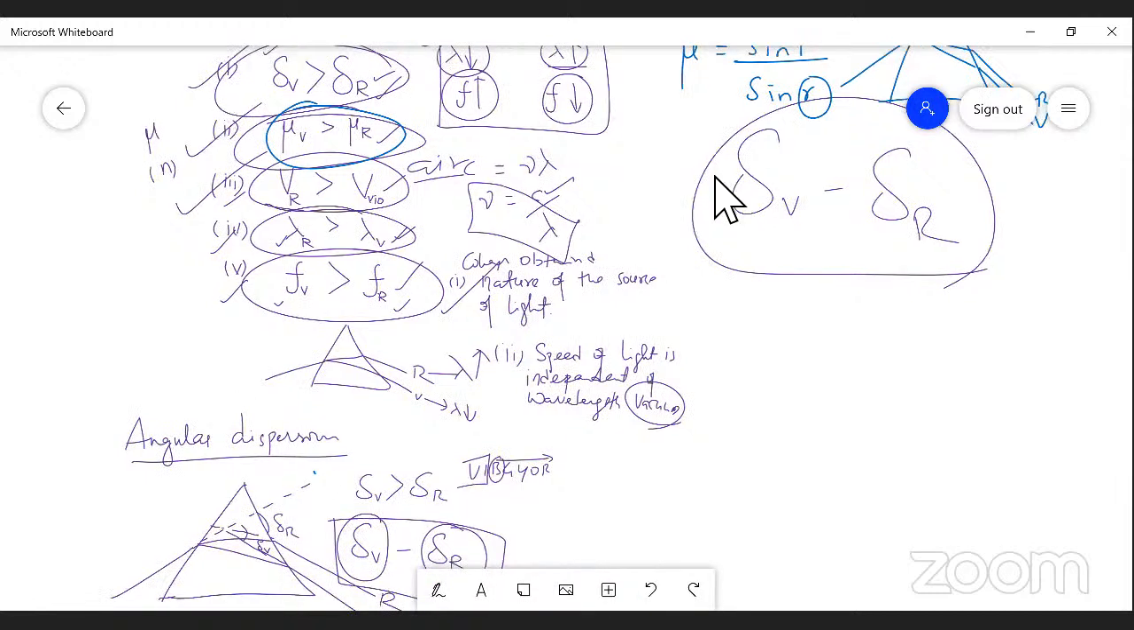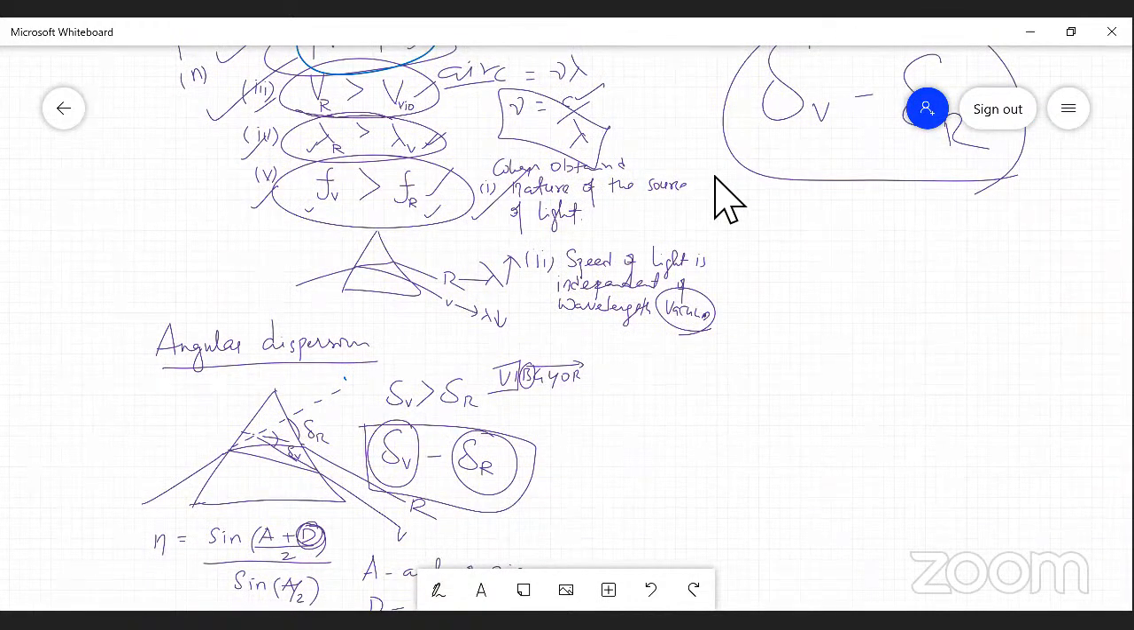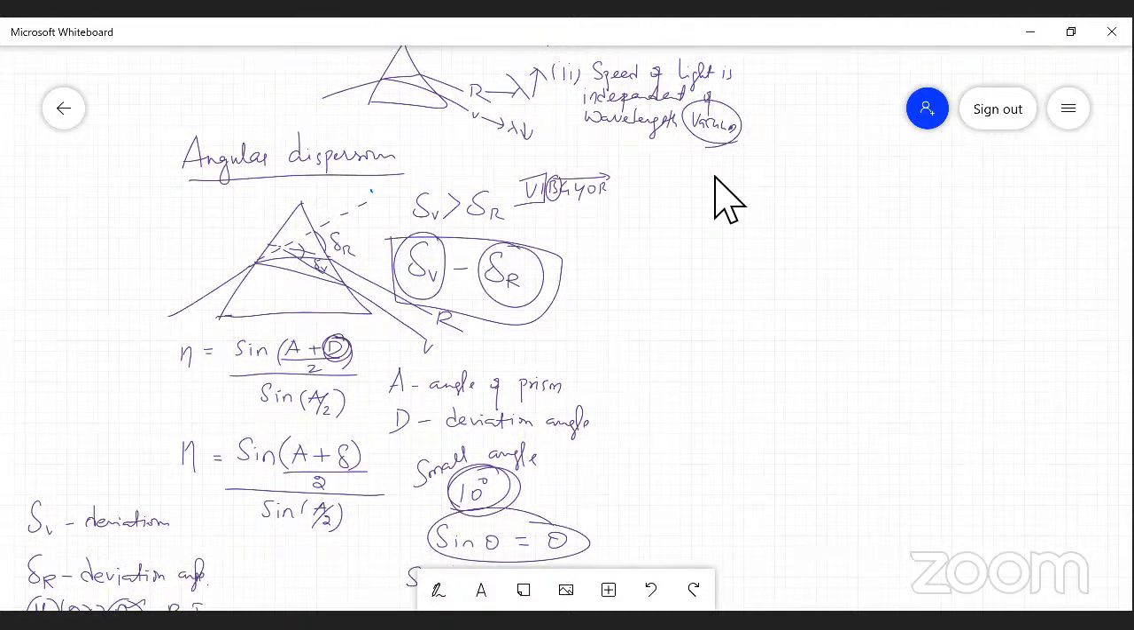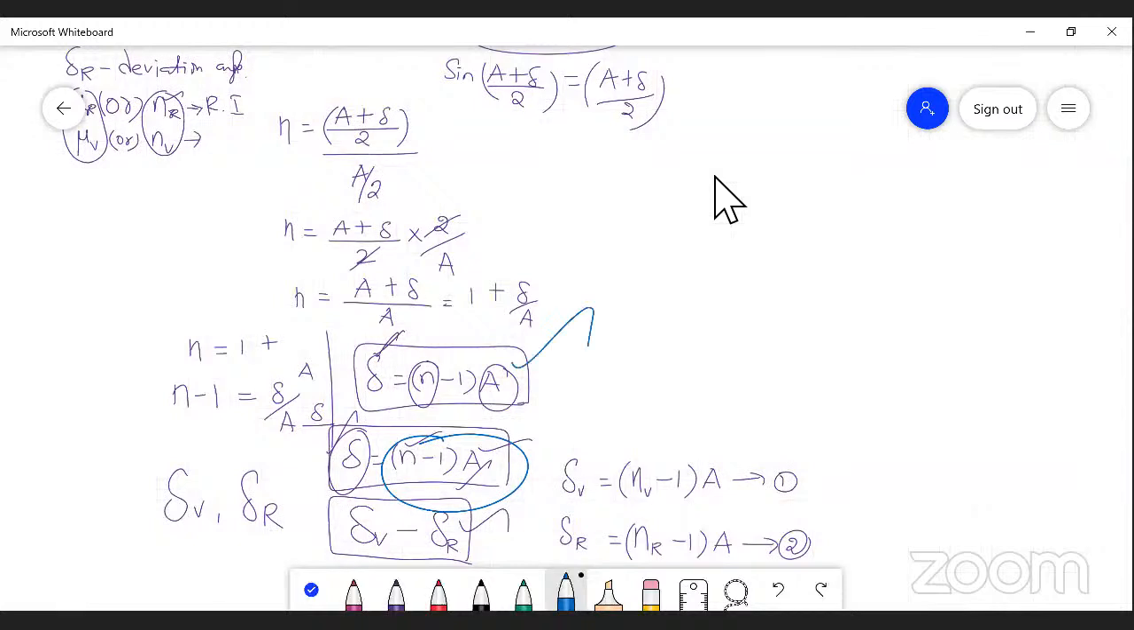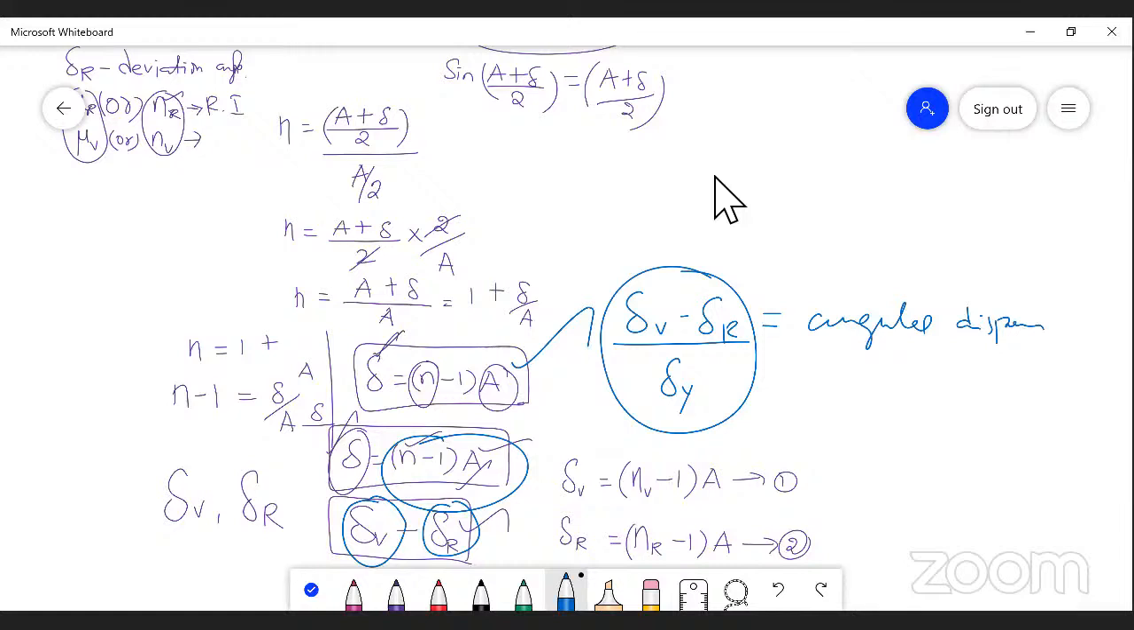And what is the deviation formula? Del is equal to n minus 1 into A. Del V is for the violet color and del R is for the red color. Del V minus del R is nothing but the angular dispersion. Am I right? Yes, sir. And del V minus del R divided by del Y is what? Dispersive power. Very good.